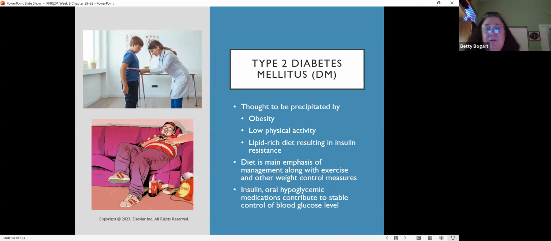Type 2 is usually the older person, always the one who's obese, with low physical activity, and they're eating high-fat types of foods. It's causing the body not to absorb and take in their sugar the way that it should.